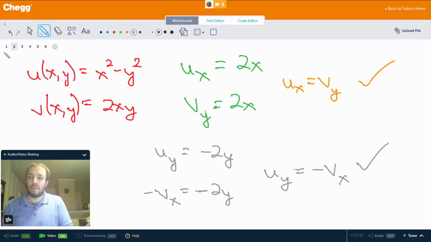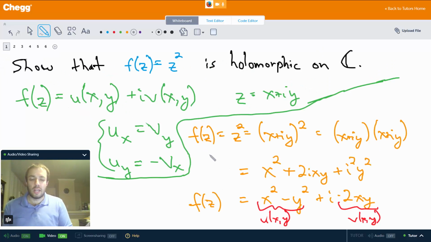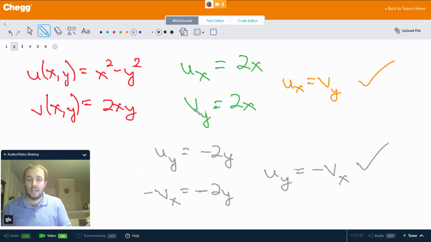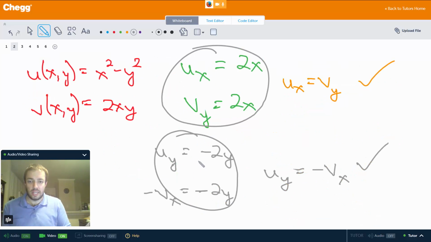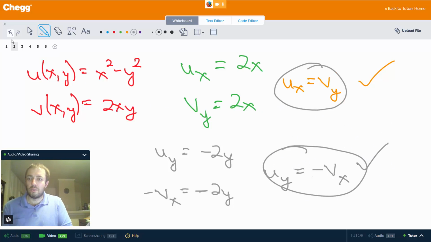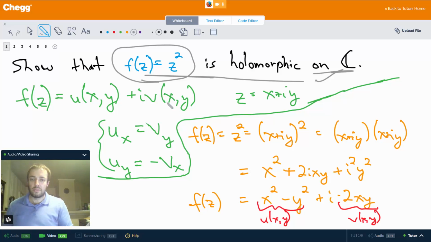All right, so what we've just seen then is that u of xy and v of xy satisfy the Cauchy-Riemann equations. And what that means is that the original function f of z equals z squared is holomorphic on all of C. And it's holomorphic everywhere because, or sorry, what I should say is these two equations here are satisfied everywhere. Therefore, this function f of z equals z squared is holomorphic on all of C, the complex plane.